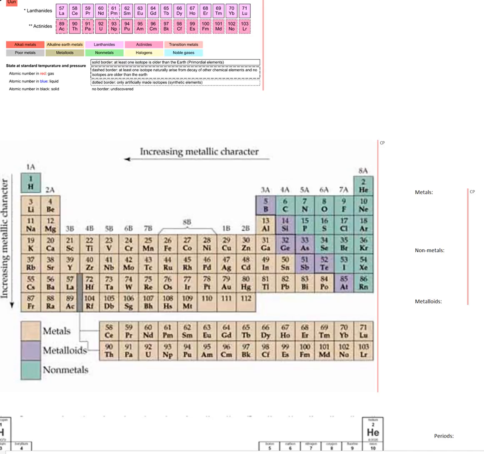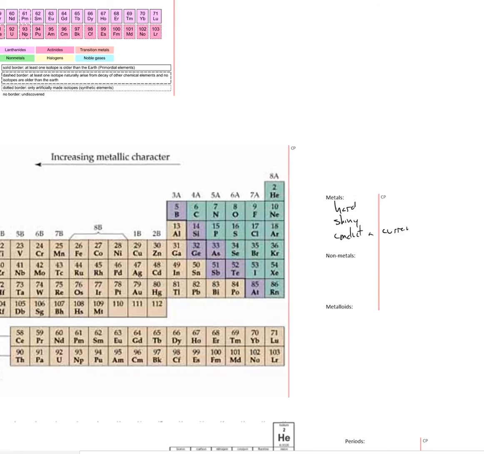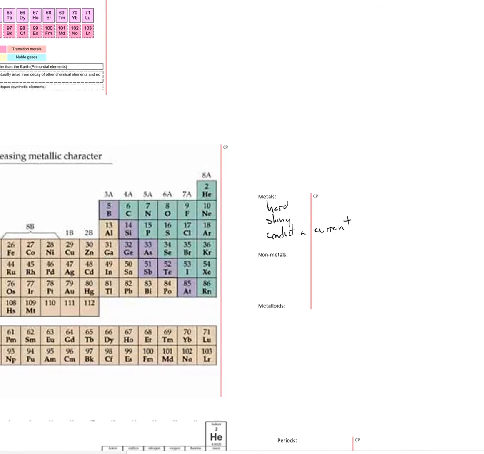You notice that the vast majority of the elements are classified as metals. That is to say, they have strong metallic character. So we want to write down a couple of different properties of metals. Metals tend to be hard. They tend to be shiny. They tend to conduct a current. Metals are also what we call malleable.